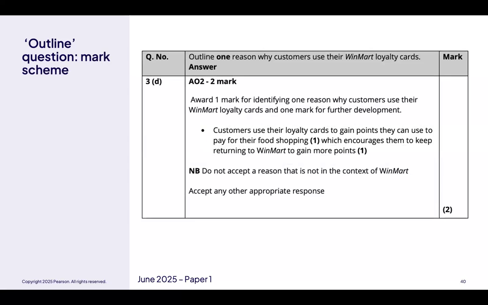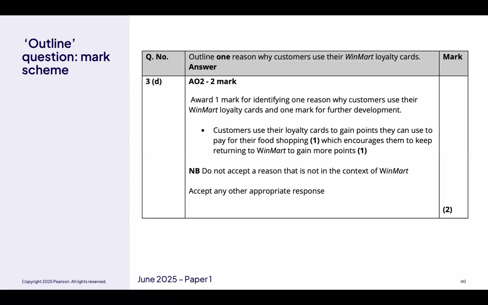So here it is, one reason why customers use their Winmart loyalty cards. And again, doesn't this mark scheme look familiar? Isn't this style very, very consistent and very clear? So it's assessing AO2. Award 1 mark for identifying one reason why the customers use their Winmart loyalty cards, and 1 mark for further development. And we've got an exemplar response here.